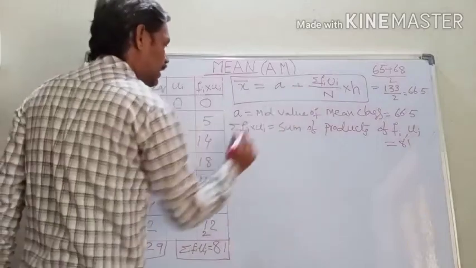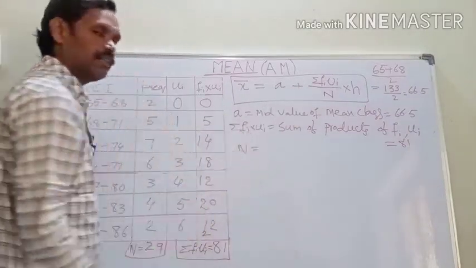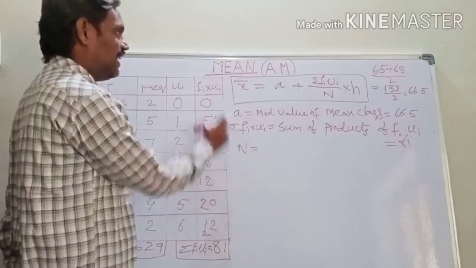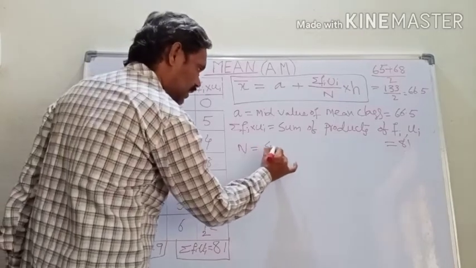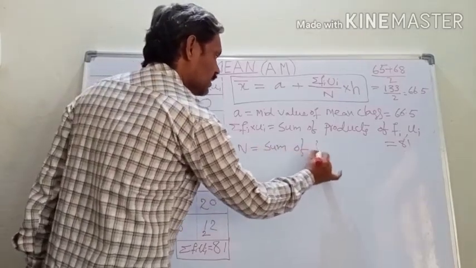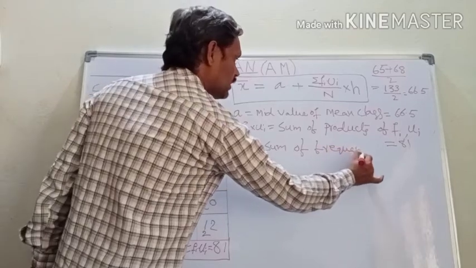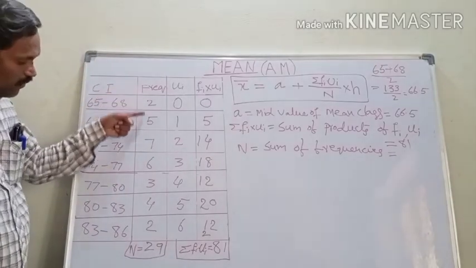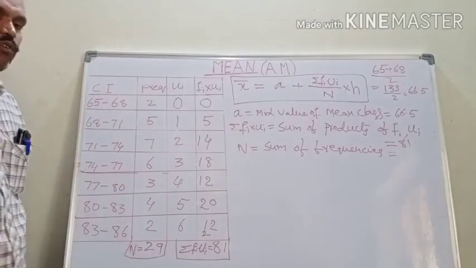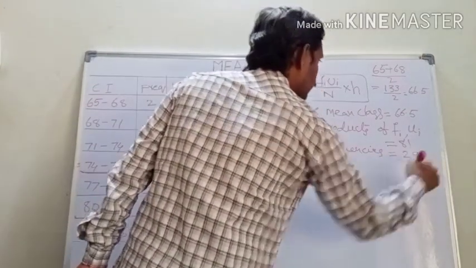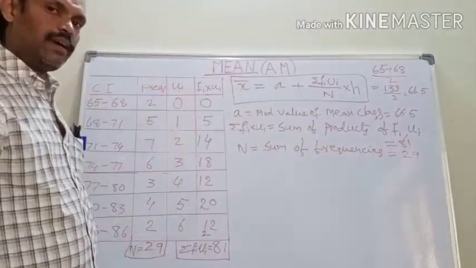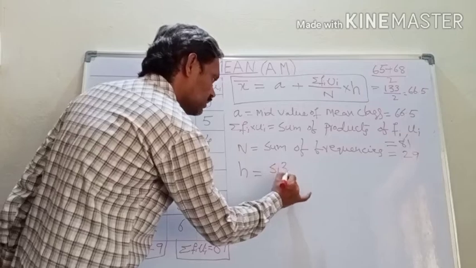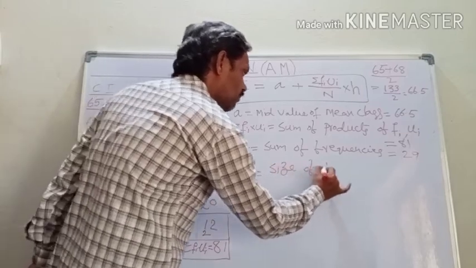Then you have n here. N is nothing but, in statistics, whether it is mean or mode or median or whatever it may be, if you find n in statistics, it is nothing but the sum of frequencies. So the sum of frequencies, how much? Here we have already calculated the sum of frequencies. Capital N is equal to 29. Okay. What is the remaining letter? The remaining letter is H. H is nothing but the size of the class.